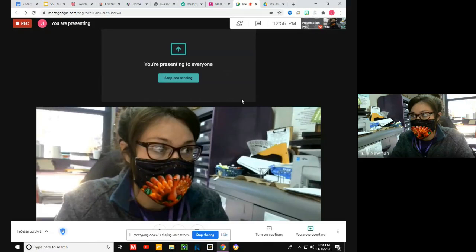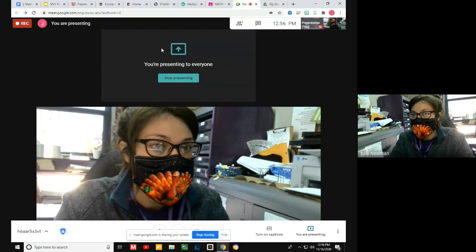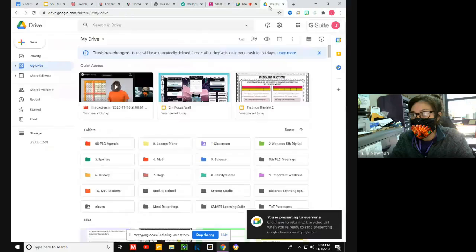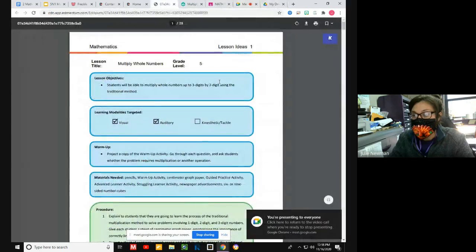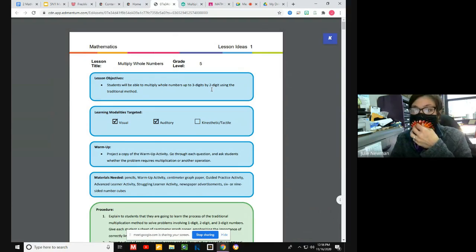Today I'm going to talk about our math lesson. So I'm going to start by going over our objective for today's lesson. It says students will be able to multiply whole numbers up to 3 digits by 2 digits using the traditional method.